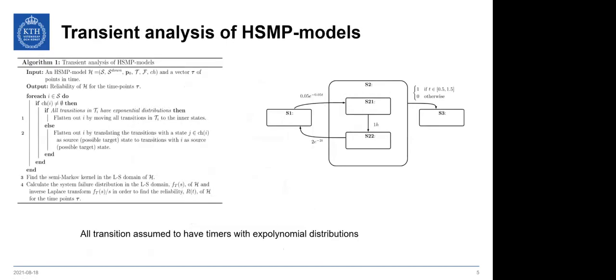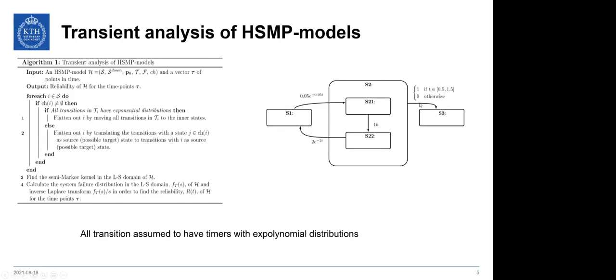So now we are going to look at how we actually solve these SMP models. And when we say solve, we mean compute the reliability, or the probability of ending up in a down state. We say that S1 is our initial state. We always start in that one. And we say that S3 corresponds to a system failure. So we want to calculate the probability that we have reached S3 in a certain time, or the reliability, which is simply the probability that we have not reached S3 at a certain point in time. And we present an algorithm for doing this.